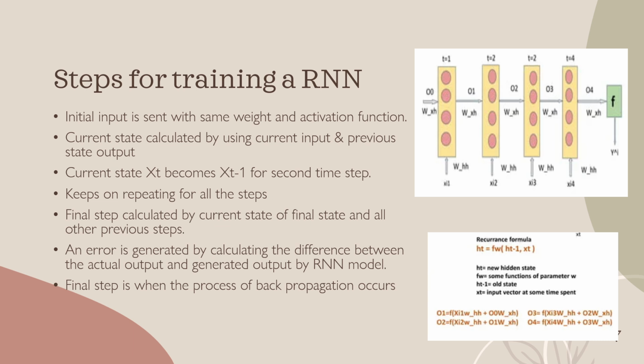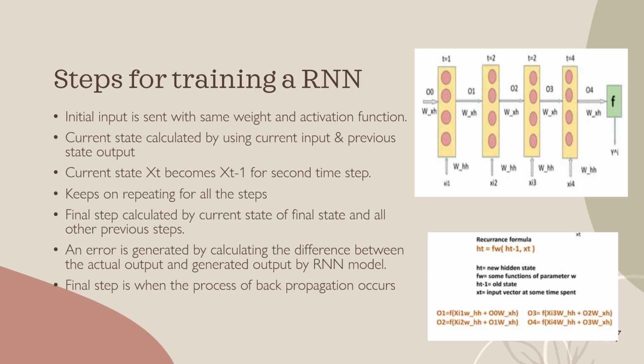So the fourth step is to keep on repeating for all the steps, until we get the output. The fifth step goes like this: the final step is calculated by the current state, the final state and all other previous steps. So here we are stating that the final step is calculated by the current step of the final state of all previous steps.